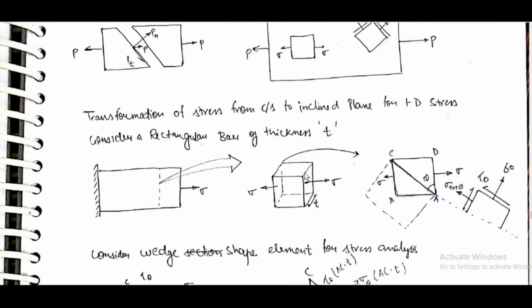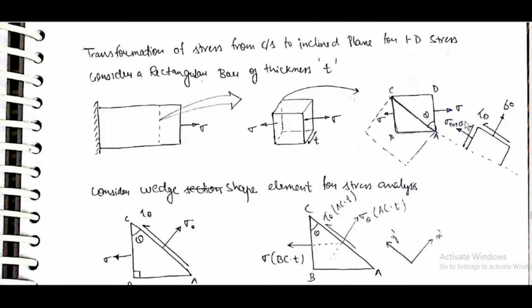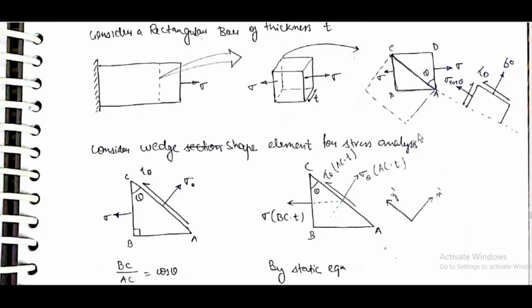Transformation of stress from cross section to inclined plane for 1D stress. Consider a rectangular bar of thickness T. At this section, sigma will be in this direction; we will have only sigma at T. If on plane ABCD at an angle theta, sigma theta and tau theta will be there.